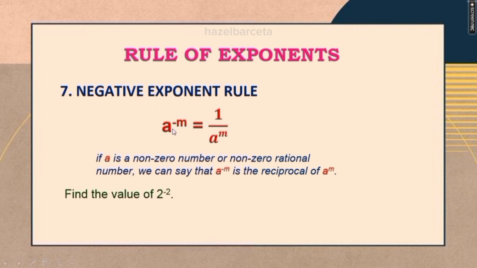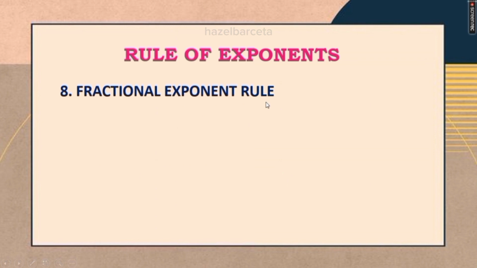So, example, find the value of 2 raised to negative 2. 2 raised to negative 2 is equal to 1 over 2 squared. Dahil binaba po natin siya, pinalit po natin yung position or location, magiging positive na po. And 2 times 2 or 2 squared is equal to 4. Therefore, the answer is 1/4. Okay, malinaw po. Sa negative exponent, kapag hindi po 0, reciprocal lang po.